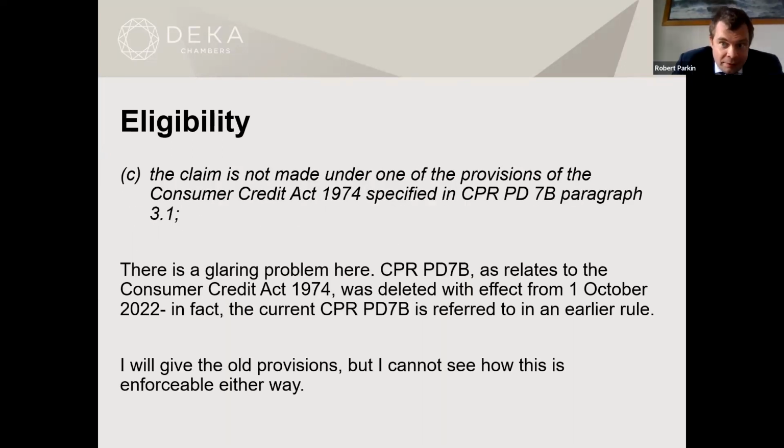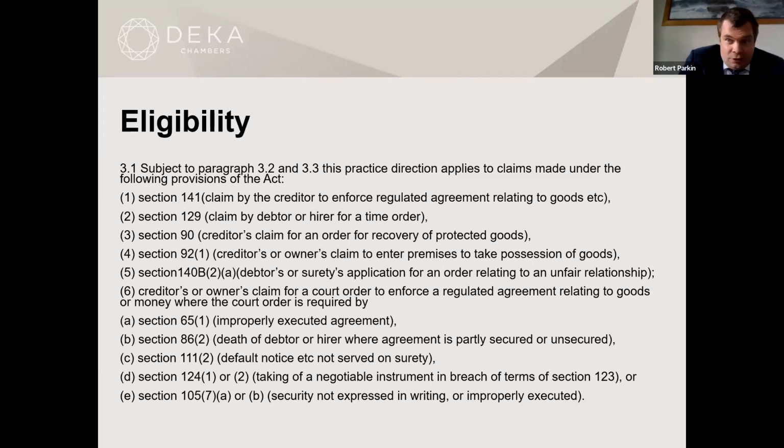So apparently, you should not be using DCP for certain types of Consumer Credit Act claims, but it isn't possible to say which type of Consumer Credit Act claims, because the bit of the rules that dealt with this was deleted nearly a year ago. I will give the old provisions in the next slide, and this is not going to be of any interest to anyone who isn't dealing with Consumer Credit Act claims, but there are a range of specified provisions that were in CPR 7B up until October last year, aren't now in CPR 7B, but apparently still prevent you from issuing a DCP claim in respect of it.